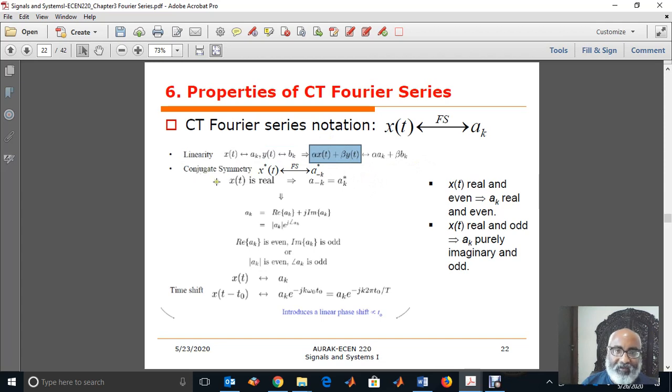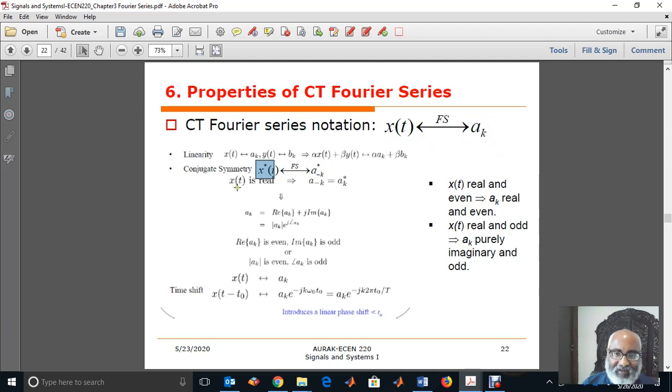The other property is the conjugate property. If the Fourier series representation of x of t is a_k, then if I conjugate the signal, I have x conjugate of t. Then the Fourier series will be the conjugate of a_k, and also there is a flip, time reversal, a minus k. So it will be conjugate and time reversal, a minus k.